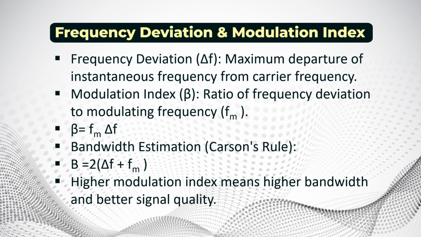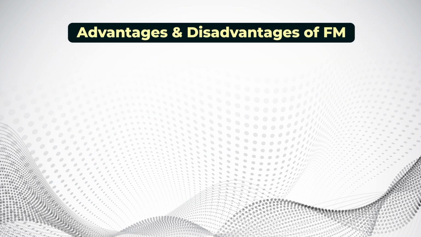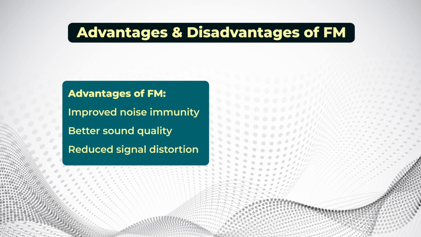Carson's rule provides an estimate of FM signal bandwidth. It is given by B, the bandwidth, is equal to 2 times (Δf + fm). This means that as the modulation index increases, the bandwidth also increases, which provides a higher quality signal but requires more spectrum space. To grasp the behavior of FM signals, let us discuss some advantages and disadvantages of frequency modulation.